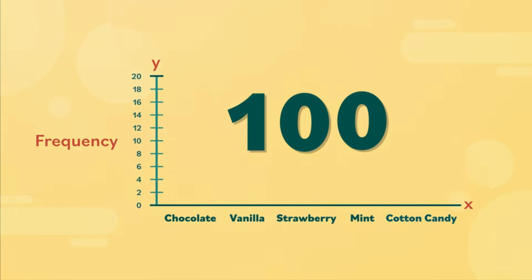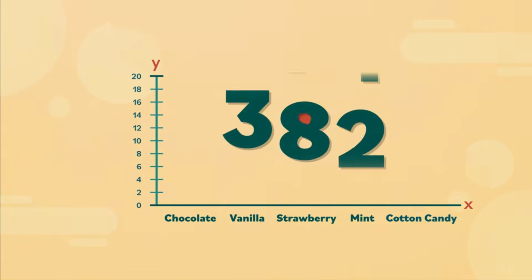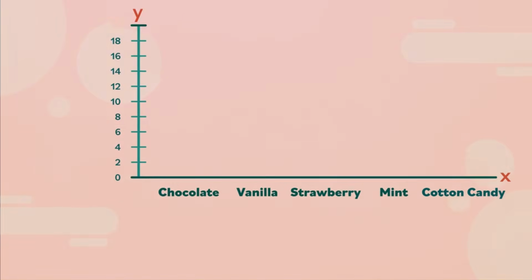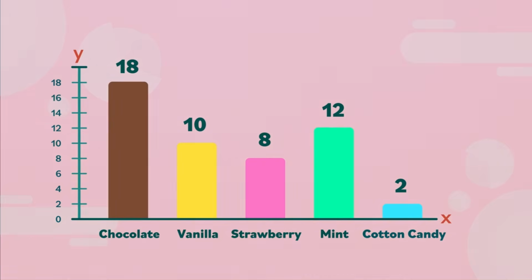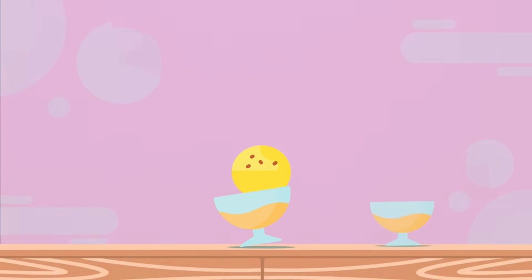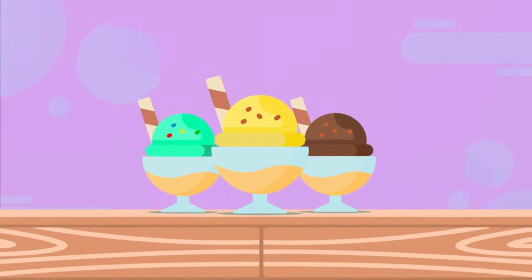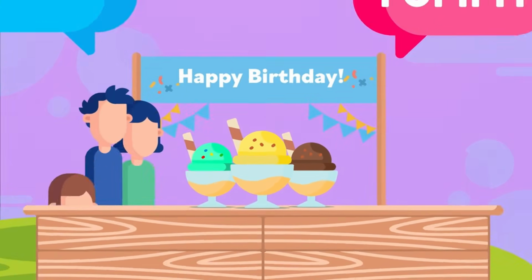If you had 100 or 200 guests, placing the numbers 2 by 2 would make the bar chart harder to read. With this chart, Daniel's mom can explain to her son that she'll be buying vanilla, chocolate, and mint for the party, since these are the 3 most popular flavors.